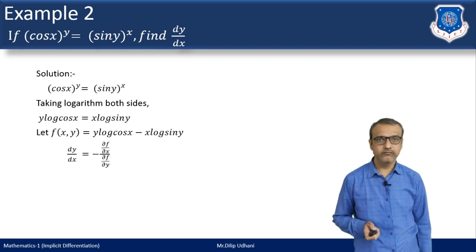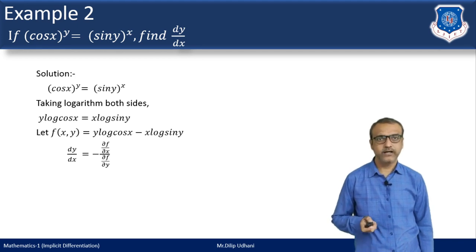Now we will apply the formula of the derivative, that is dy by dx equals minus del f by del x upon del f by del y. Now we have to find the partial derivative of f with respect to x and the partial derivative of f with respect to y.